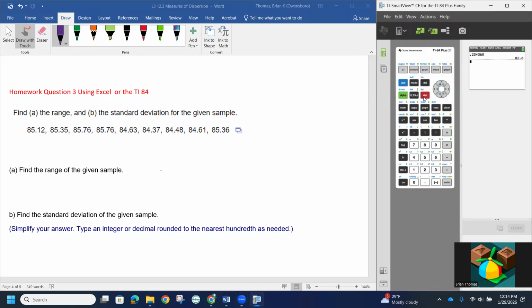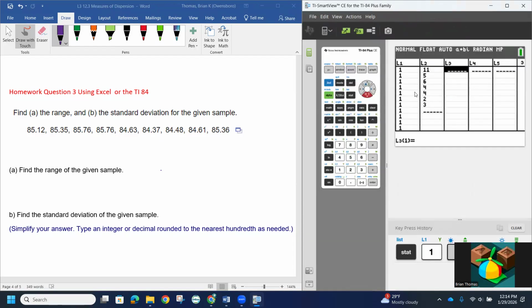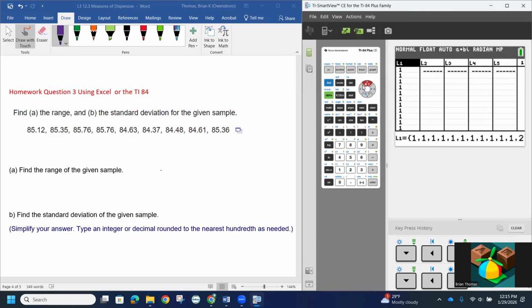So if I hit stat and edit, I've got a bunch of data in this one here. So let me up arrow L3, clear, drop down, make this a little bit bigger for the time being. So use my directional pad, go over here to L2, up arrow, clear, drop down, come over, up arrow, clear, drop down.